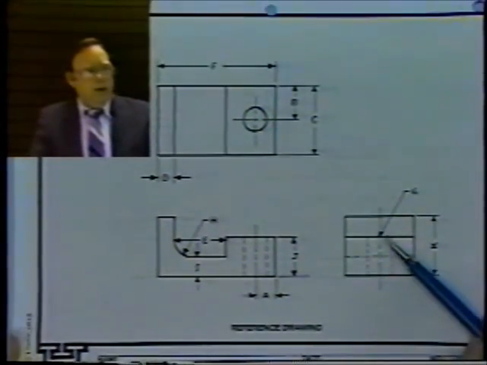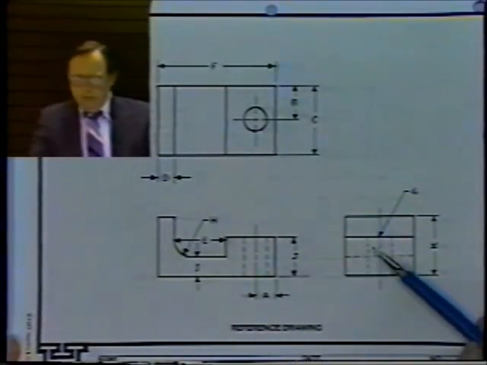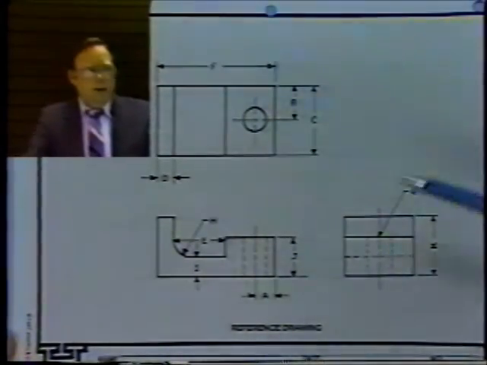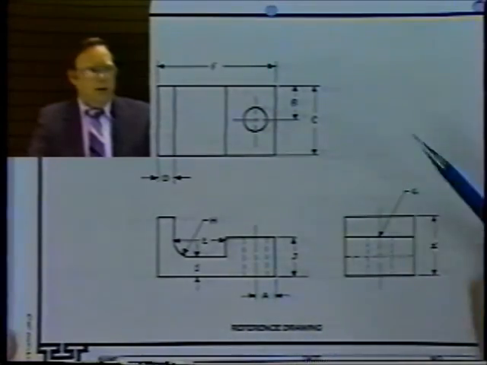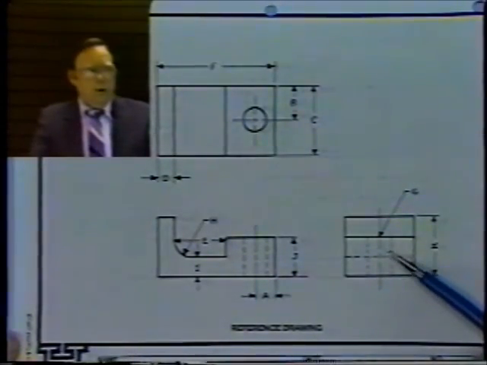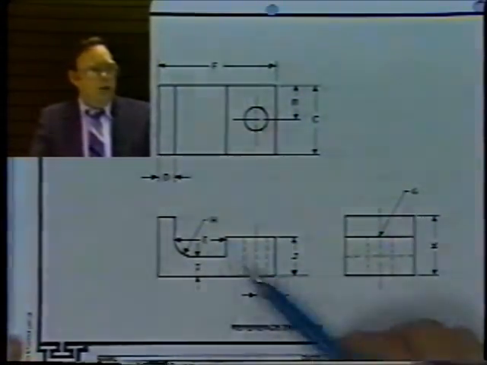F, G, what about dimension G? They must be telling us the diameter of that hole. Not where it's hidden. You violate rule number 3 again. Dimension the diameter of a hole where it looks like a hole. Don't dimension the diameter of a hole where it's hidden.